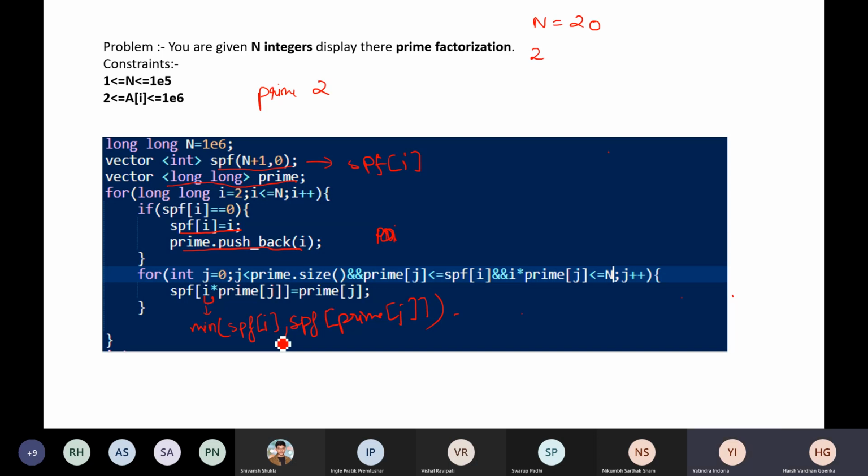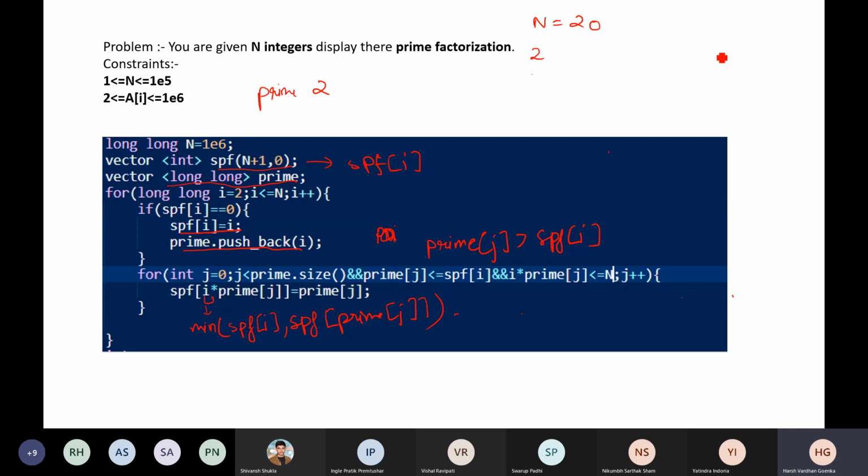Basically I'm not visiting any prime of j greater than SPF of i only because I want it to be of linear complexity, because I'm only visiting each number once. If its SPF is smaller, it would have been marked previously, as you will see now.